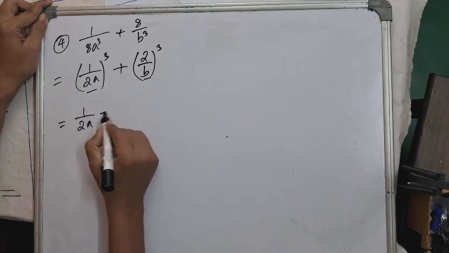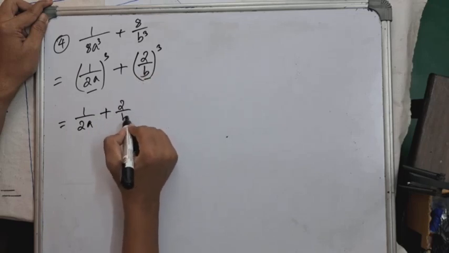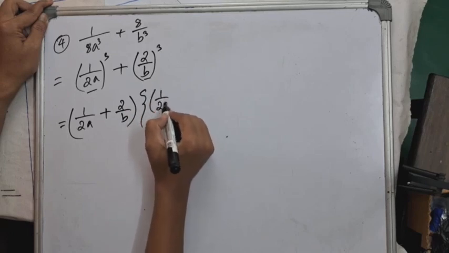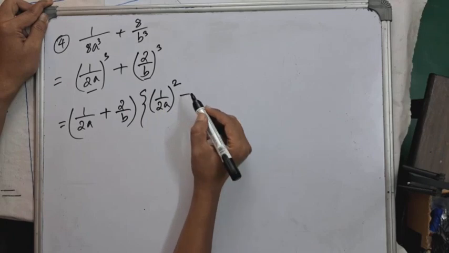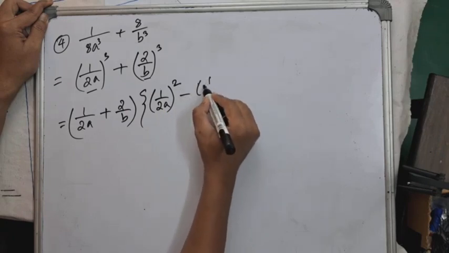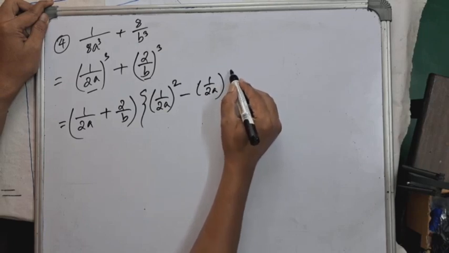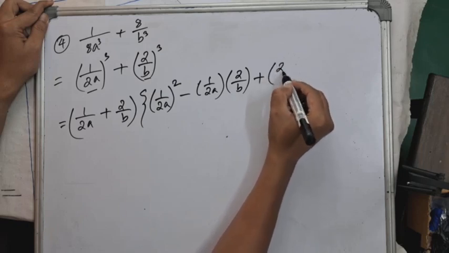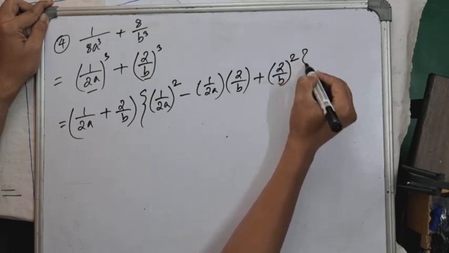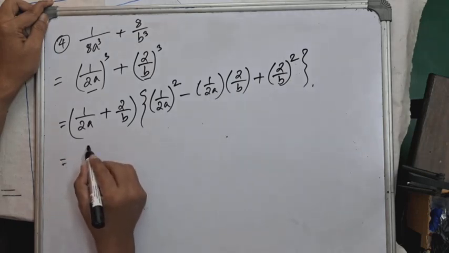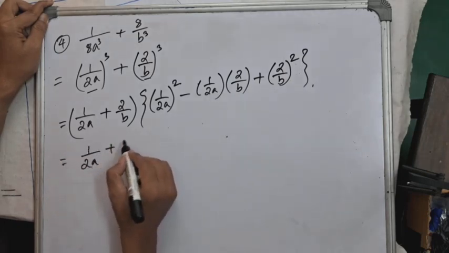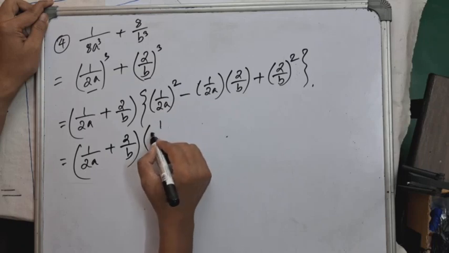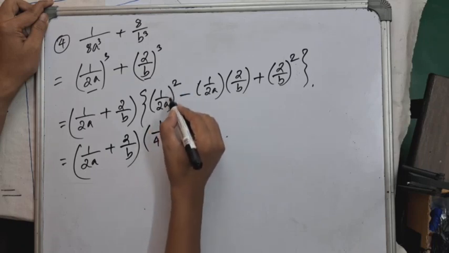This is a plus b, 2 upon b, a plus b into a square, a is 1 upon 2a, square minus ab, a is 1 upon 2a, into b is 2 upon b, ab plus b square, b is 2 upon b. So we have 1 upon 2a plus 2 upon b whole into 1 squared is 1, 2 squared is 4, a squared is a squared.